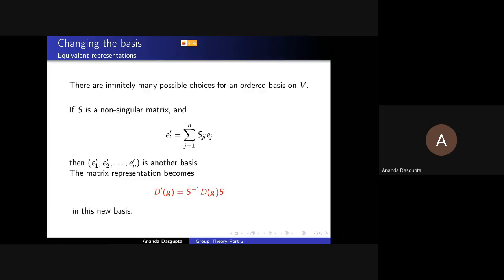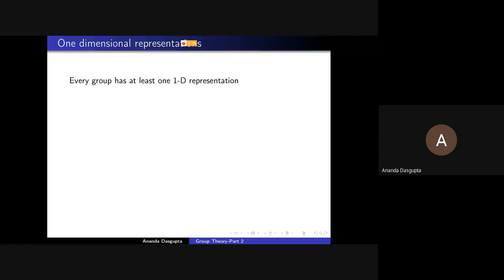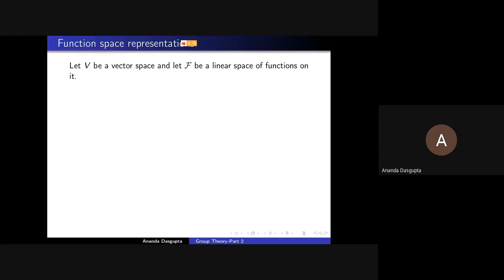Okay, let's go forward now. And now let's talk about another kind of representation which is also very, very important in physics. It's called function space representation. For that, you have to understand what a function space is. I'm pretty sure most of you already know this, but let's just say that you have a vector space V and curly F, this symbol that I have here, is a linear space of functions on it. Now, what does this mean?